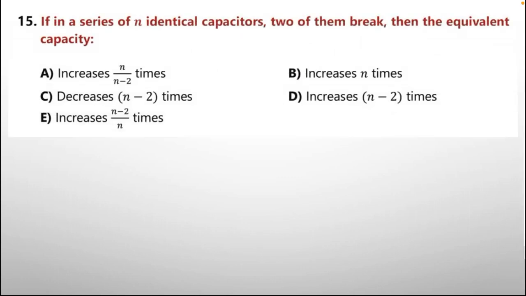If in a series of n identical capacitors, two of them break, then the equivalent capacity: A, increases n over n by 2 times; B, increases n times; C, decreases n minus 2 times; D, increases n minus 2 times; E, increases n minus 2 over n times.